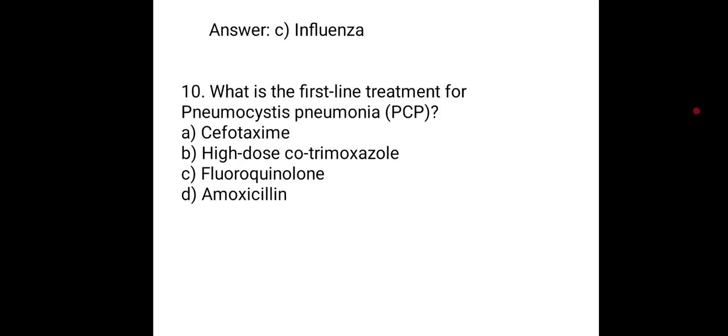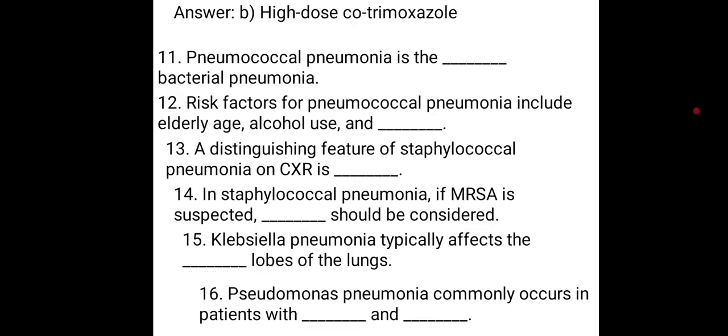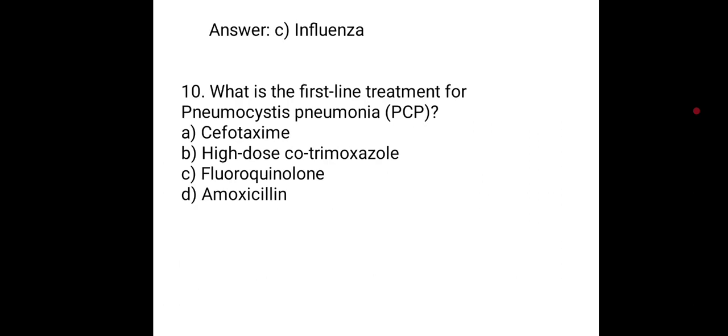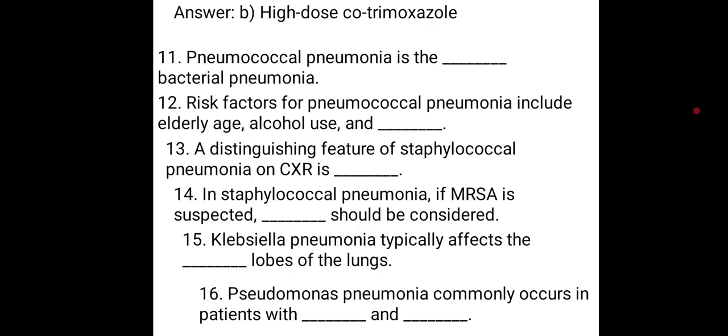What is the first line treatment of pneumocystis pneumonia? A. Cefotaxime. B. High-dose cotrimoxazole. C. Fluoroquinolone. D. Amoxicillin. You are right. High-dose cotrimoxazole is the first-line treatment of pneumocystis pneumonia, also known as Pneumocystis jirovecii. 11. Pneumococcal pneumonia is dash bacterial pneumonia.